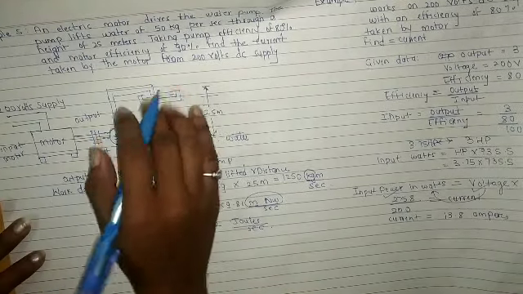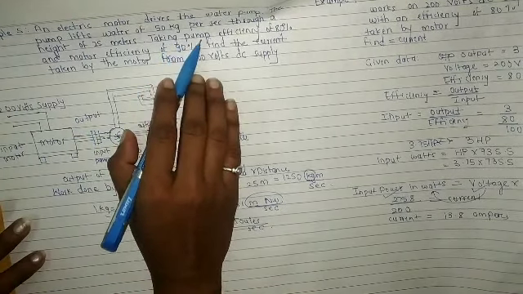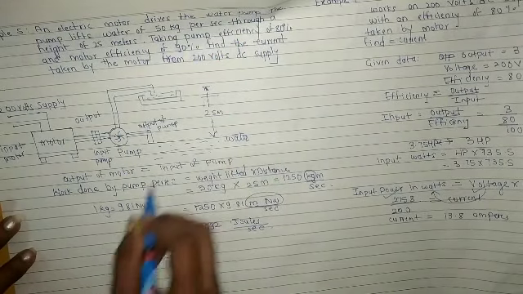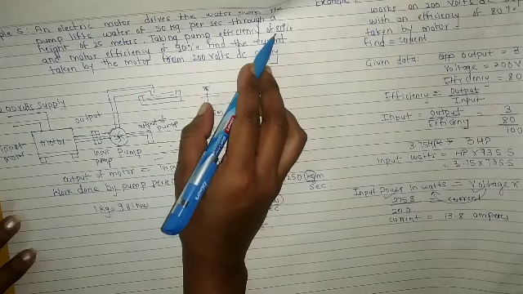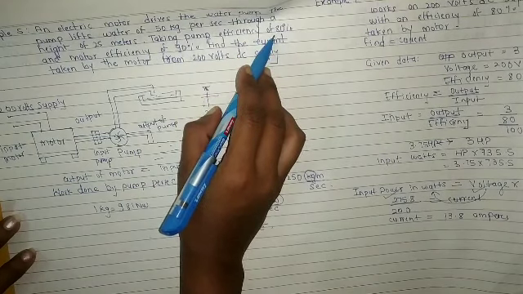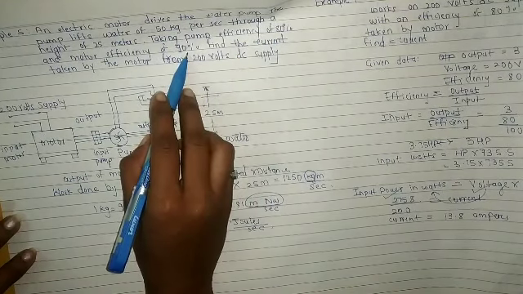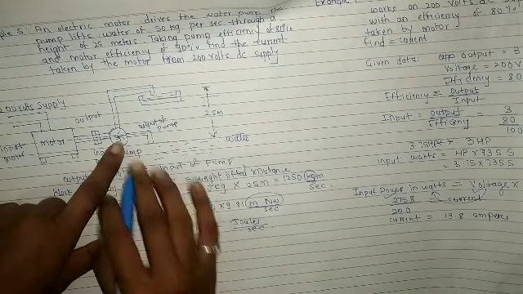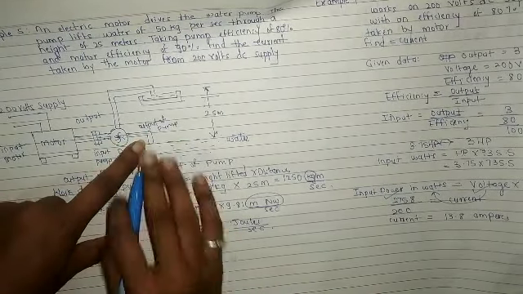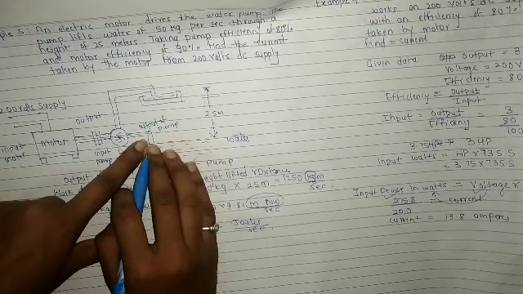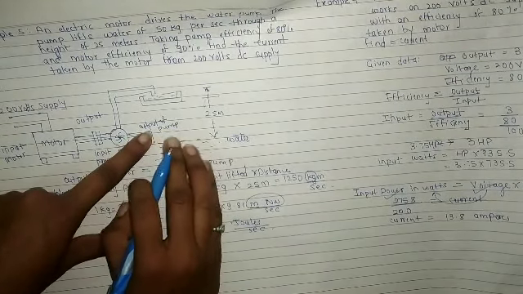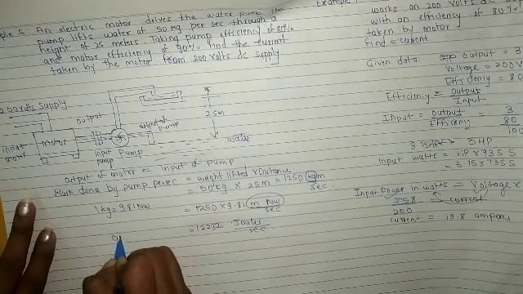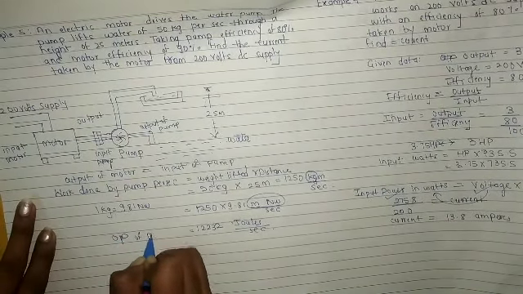Okay, now what they have given is the efficiency of the pump. The efficiency of the pump is 80%, right? And the motor efficiency is 90%. We have got work done by the pump, which means we have calculated the output of the pump. So output of the pump means work done. This is our output of the pump.